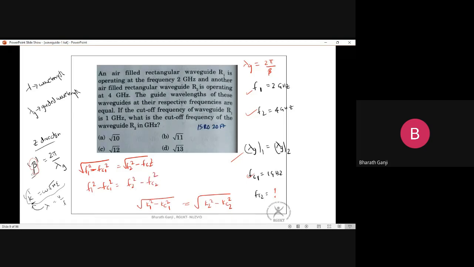So this is your equation, and I have to substitute the values here. Because everything is in gigahertz, don't worry about the gigahertz. You don't have to substitute in gigahertz; you'll get the answer also in gigahertz. So let me put in the values of f1 and f2: 2 square minus fc1 square, which is 1 square, is equal to 4 square minus fc2 square.